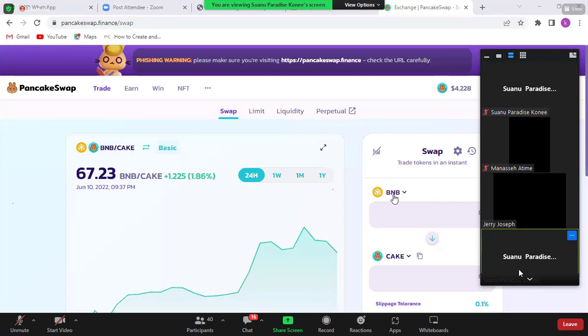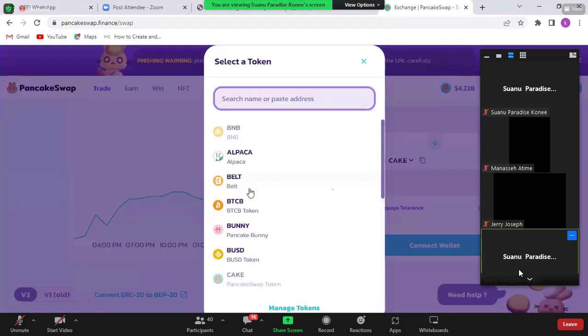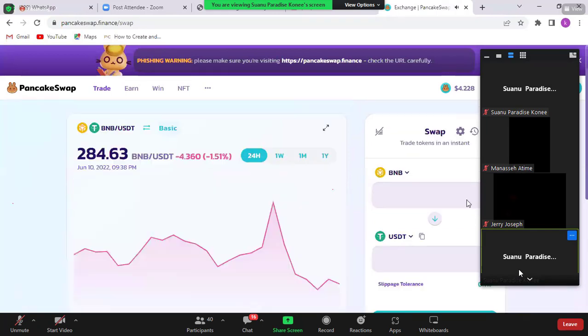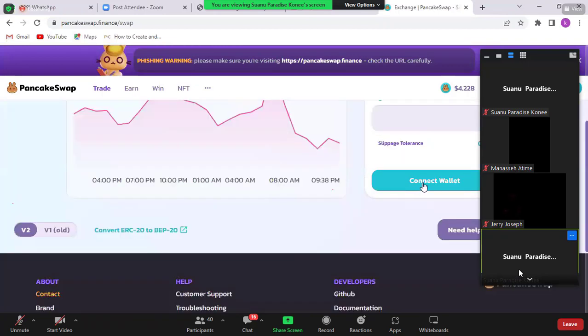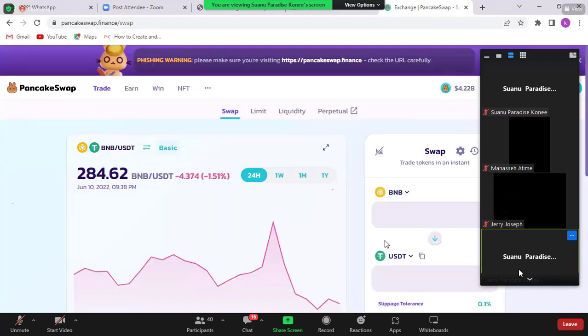Now let's assume you have BNB right there. So you can swap your BNB into any asset. So this is BNB, and then I can choose which asset I want to swap to. So I can select if I want to swap BNB to USDT, right? I click on USDT. If I was connected, I can just click on swap, and then I would have swapped my BNB to my USDT.